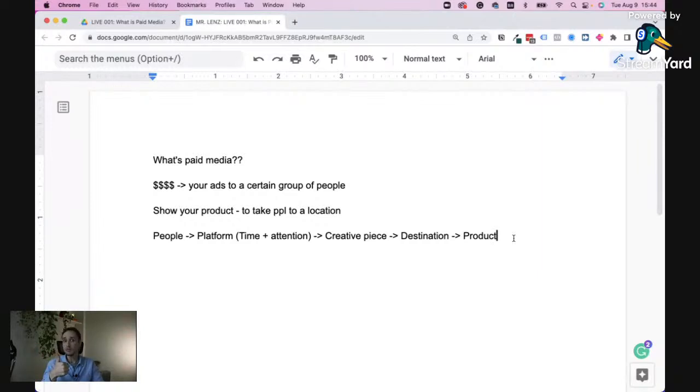Yes, it's paid media. You're paying to show your thing to someone. You can direct them to your website. You can direct them to your Instagram profile. Yes, that's paid media, but that's not paid media management. Management is when you take strategy. Write it down: management is strategy.